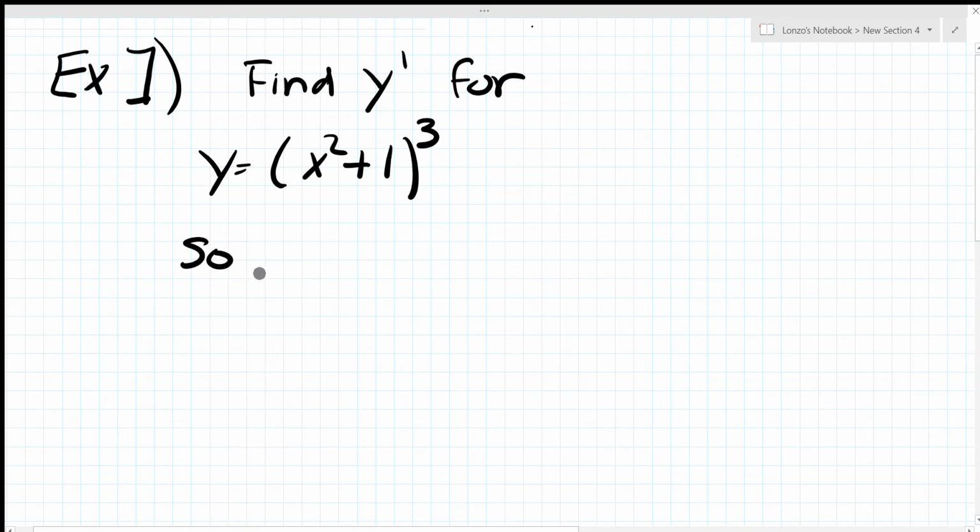Remember the chain rule is y prime equals f prime of u times u prime. So first I'm going to use the power rule.